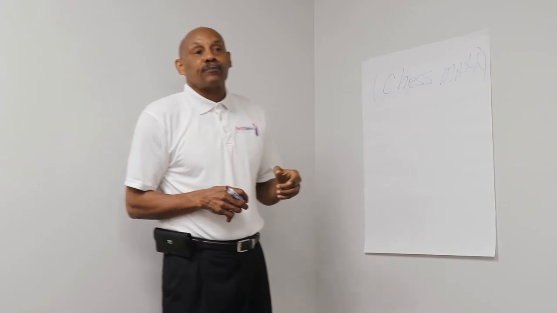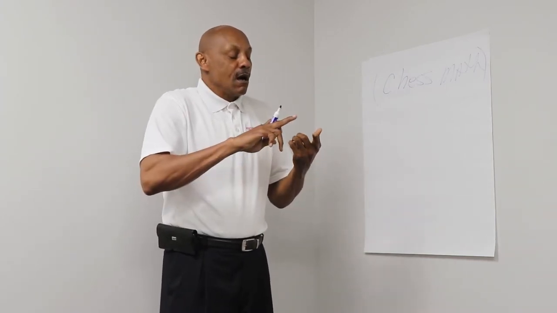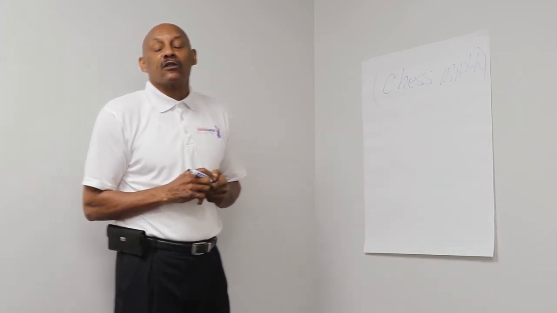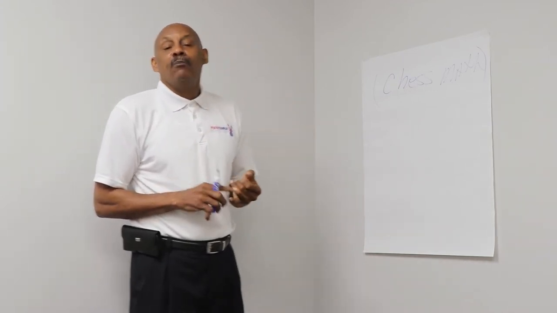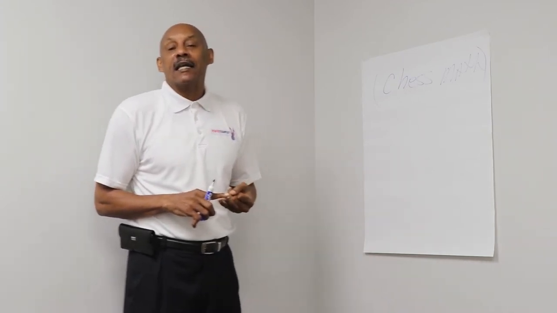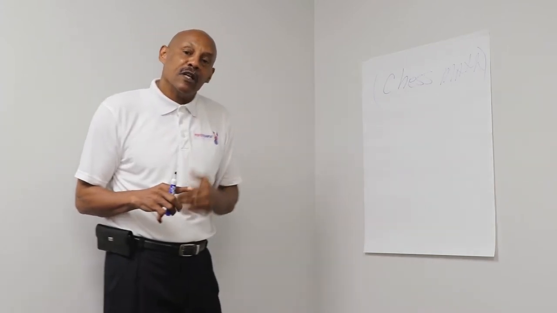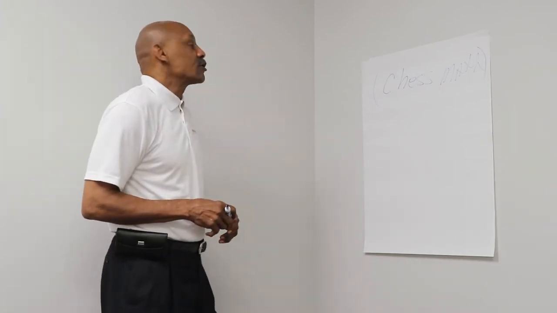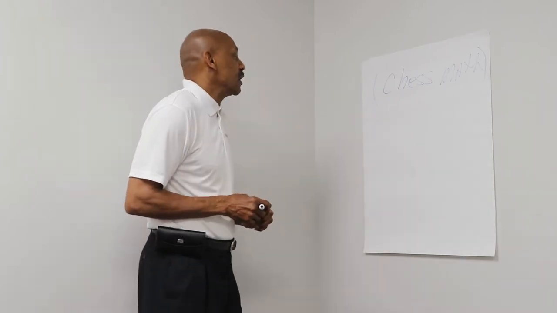So as I review again before we go into it, queen is 9, rook is 5, bishops and knights are 3, pawns are 1, king is priceless. B is bishop, KN is knight, Q is queen, R is rook. Those are the first letters of each of those pieces, and P is pawn. So we're going to start out slow and then pick up momentum as we go.